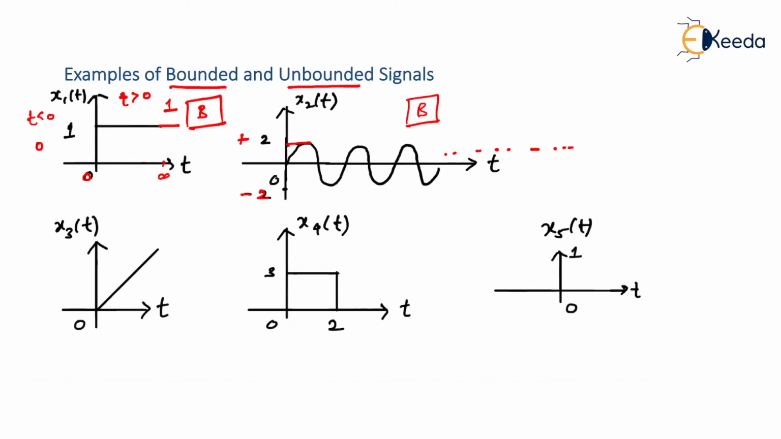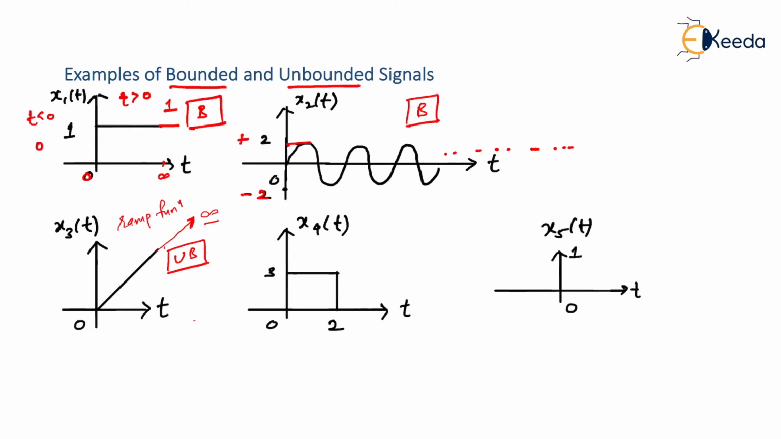Let's look at x3(t). If you look at the signal, actually this is a ramp function, am I right? And the amplitude is growing in nature. So at some time, amplitude will reach infinity, right? Since at some time it might happen that amplitude is approaching infinity, such a signal is called an unbounded signal. So anywhere amplitude goes to infinity, it is 100% an unbounded signal.